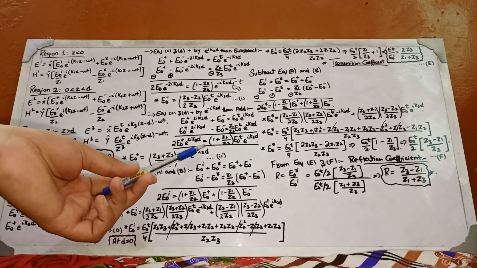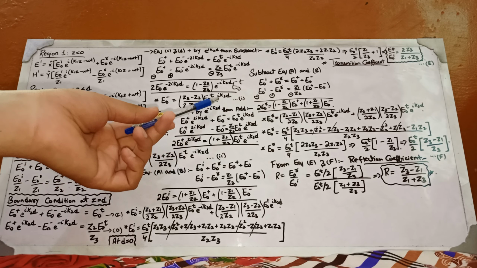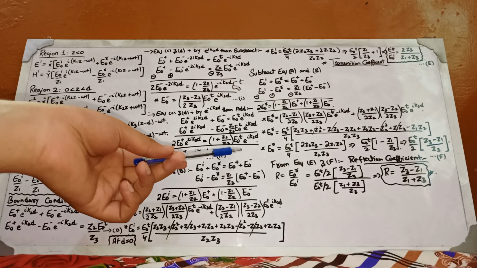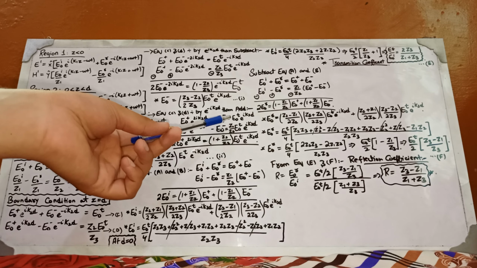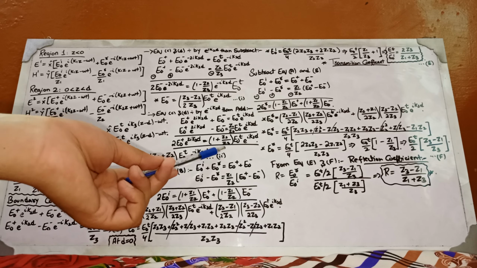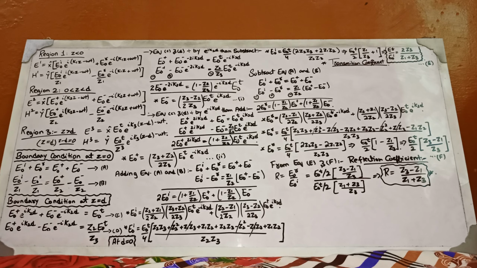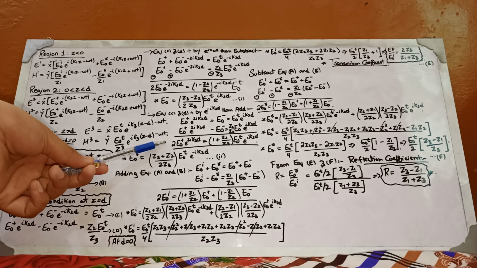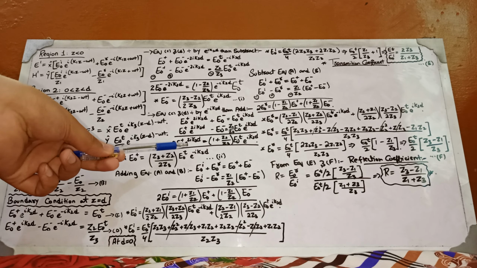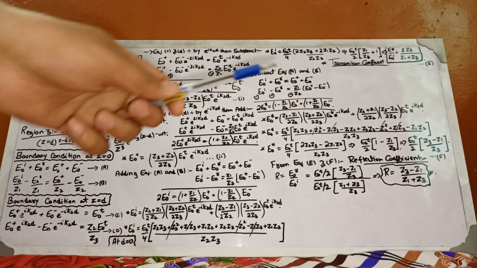Which is equal to, again this cancels, and taking E naught t e^(iota k to d) common, you will be left with 1 plus z naught by z3. So this is a complicated equation, because you need to find only E naught plus. Move this 2 and this e^(2 iota k to d) to the other side.